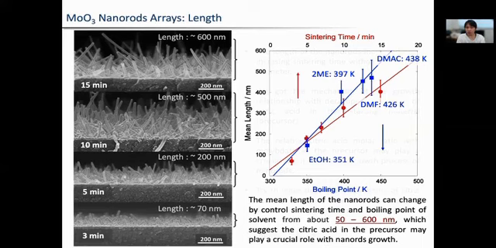Which suggests the citric acid and amine in the precursor may play a critical role in nanorod growth.